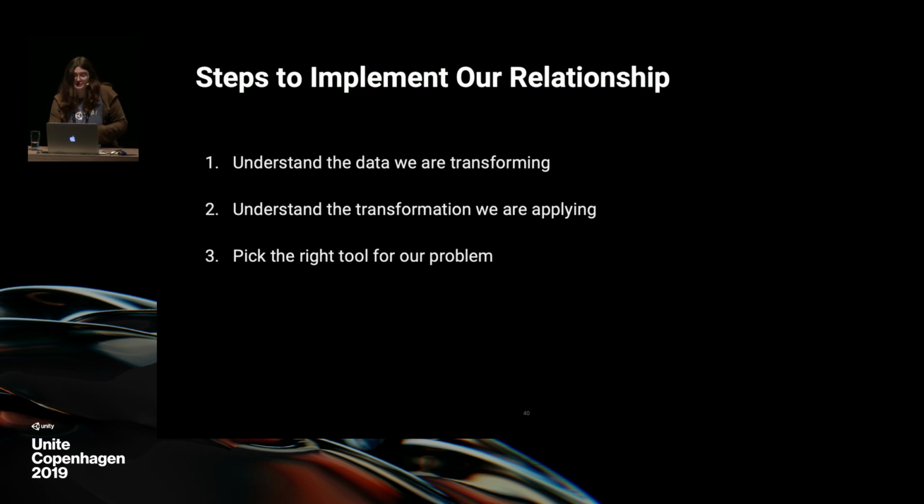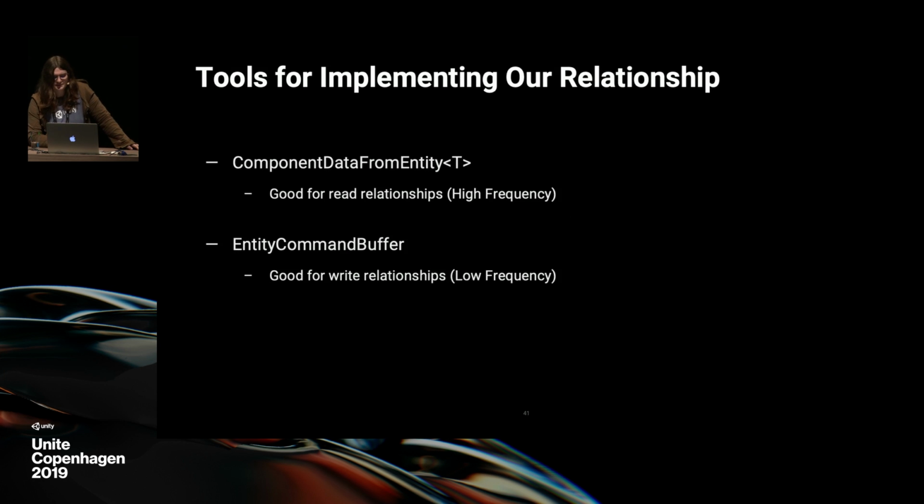The steps to implement a relationship, the problem-solving skills we used to solve this problem, were: 1, understand the data we're transforming by knowing what the data is, how frequently it changes, and what the possible inputs could be. 2, we need to understand the transformation we're applying by identifying its frequency and cost, because it will be necessary to pick the right tool for our problem. And again, when your data changes, your problem changes. If the frequency of your data changes, then suddenly you have way more followers. You might have to rethink your whole problem.